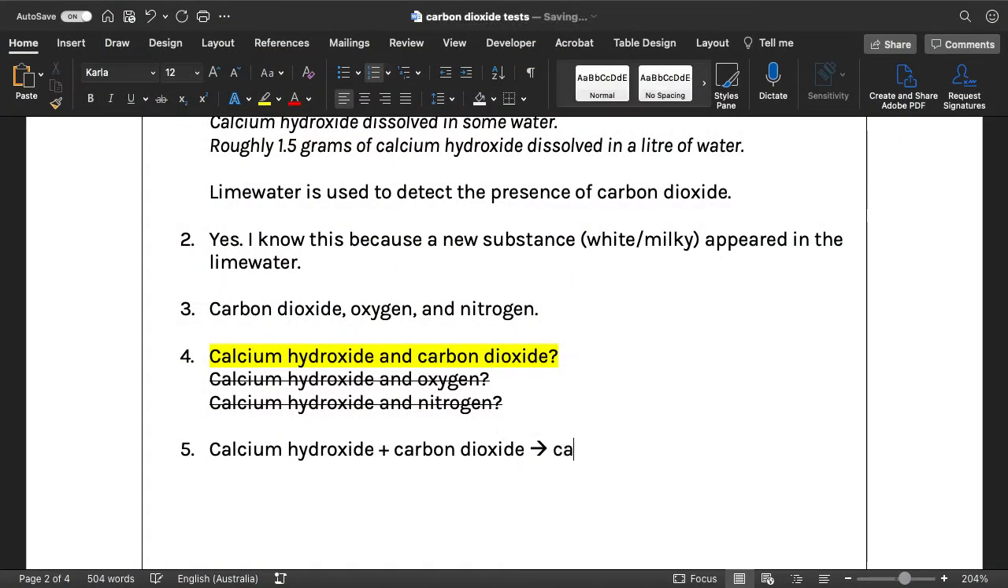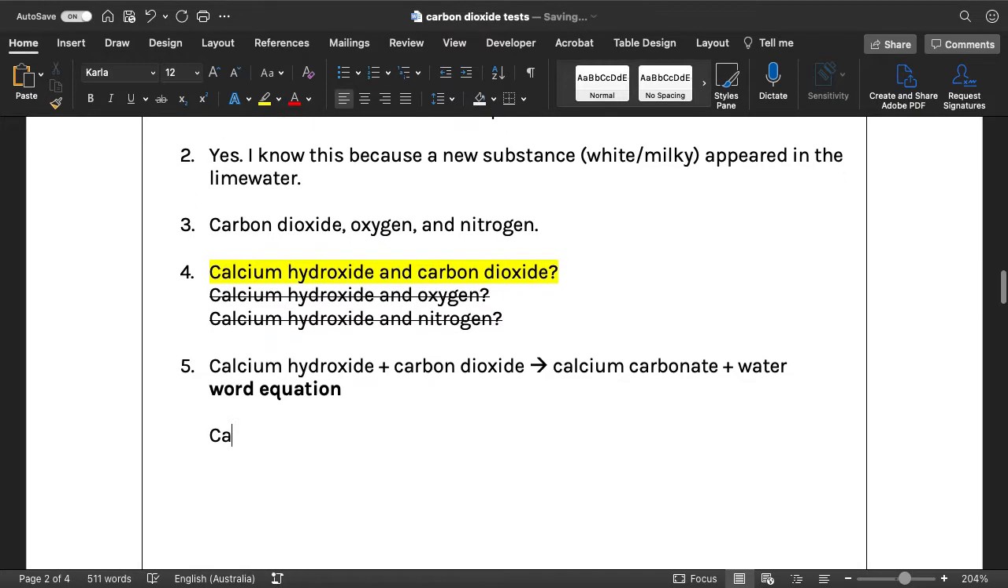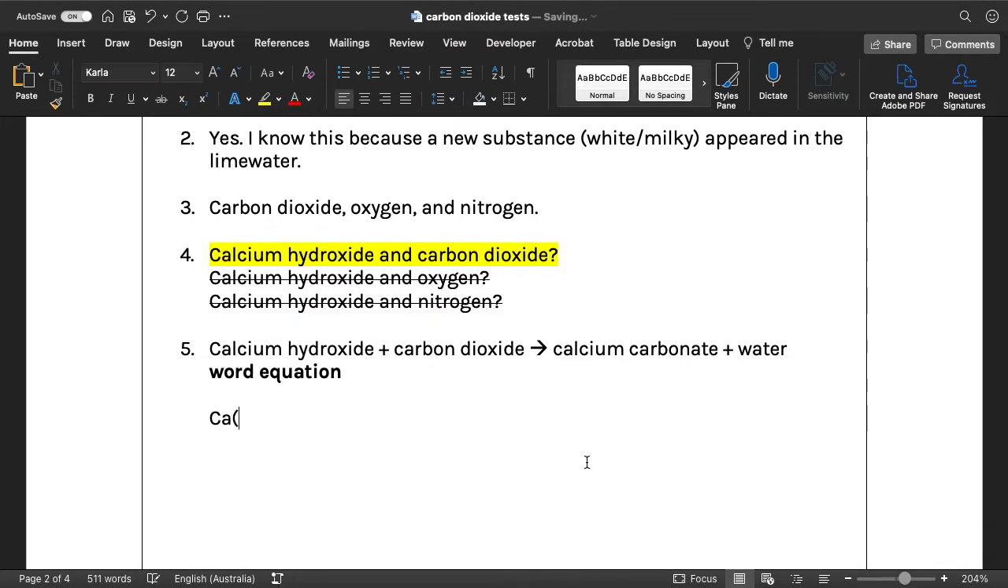So it's going to make calcium carbonate, and I believe water is the other ingredient. Now that is the word equation. How do I know? Because it is made of words. And if I wanted to write down the chemical equation, it would look something like this. So Ca, now brackets OH, now I want a smaller 2.